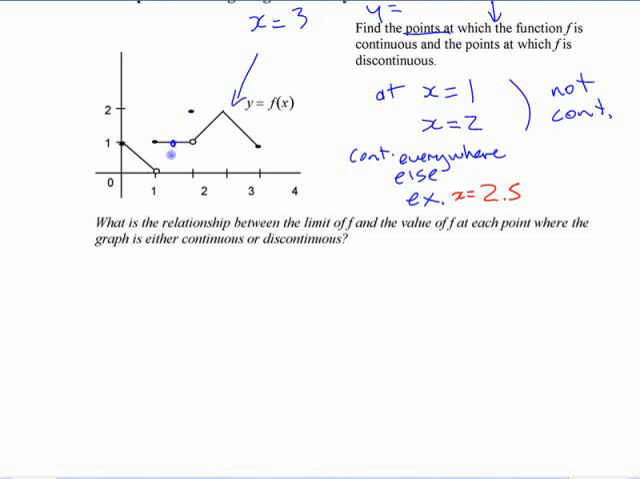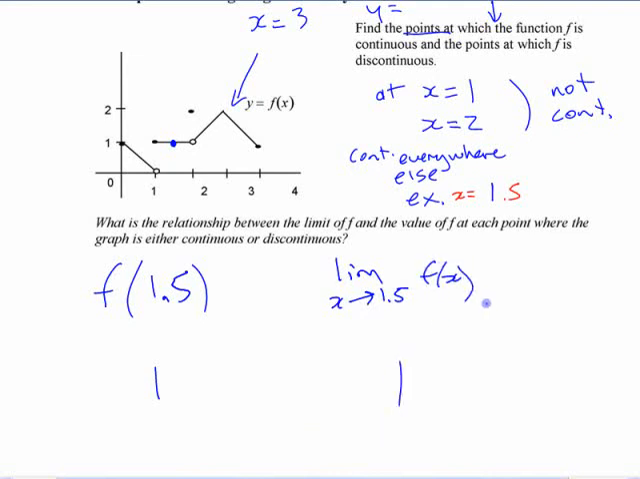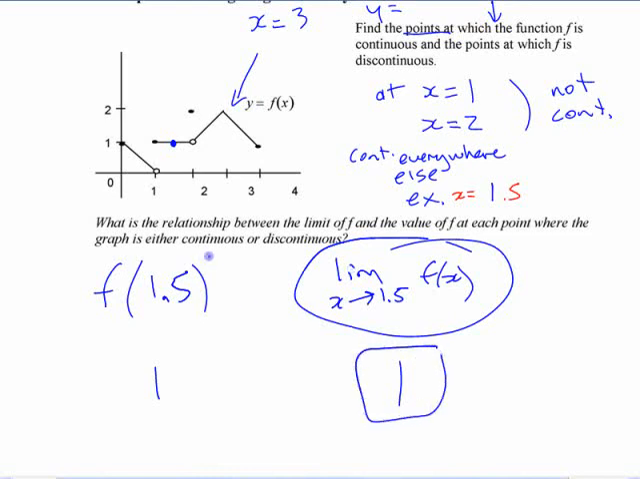Let's do 1.5. Because then we can see what the function value is. F at 1.5, what is that? It's 1, right? What's the limit as you approach 1.5? 1. As you get closer to 1.5, the function is behaving the same way it actually is at 1.5.